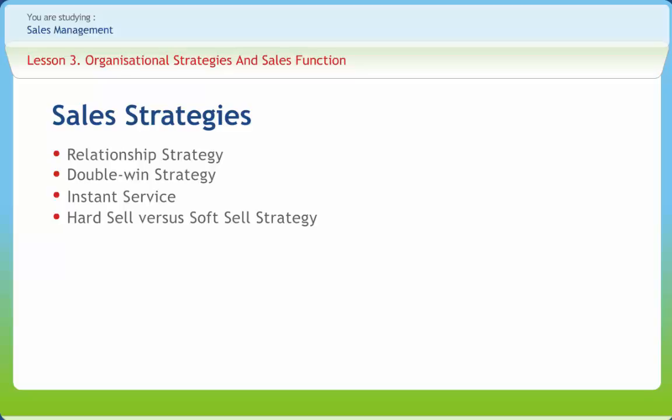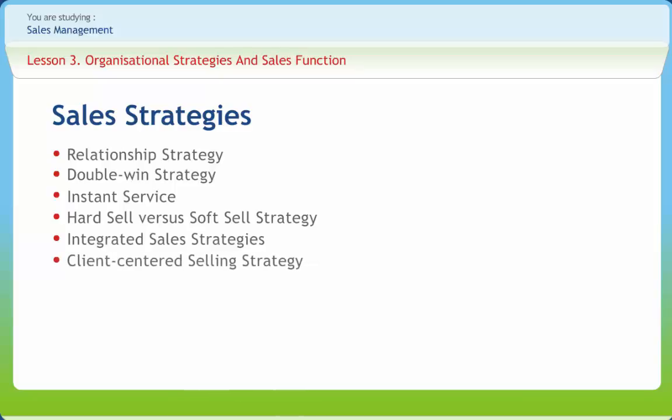We all know that sales management includes the management of a firm's personal selling function, while distribution is an indirect function. Therefore, integration is required between sales and distribution functions.